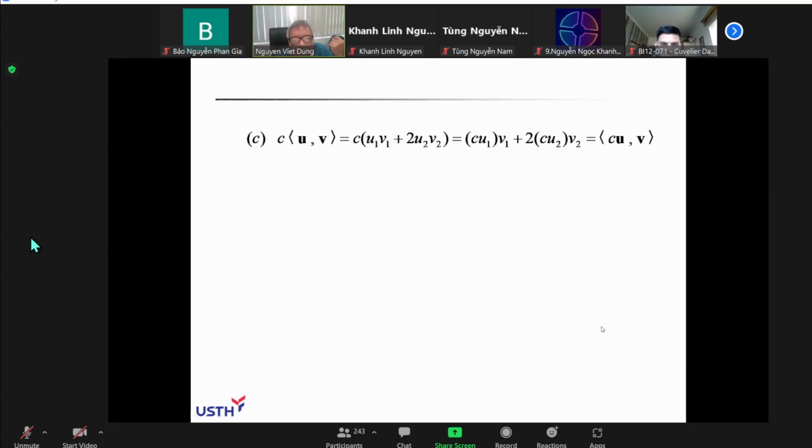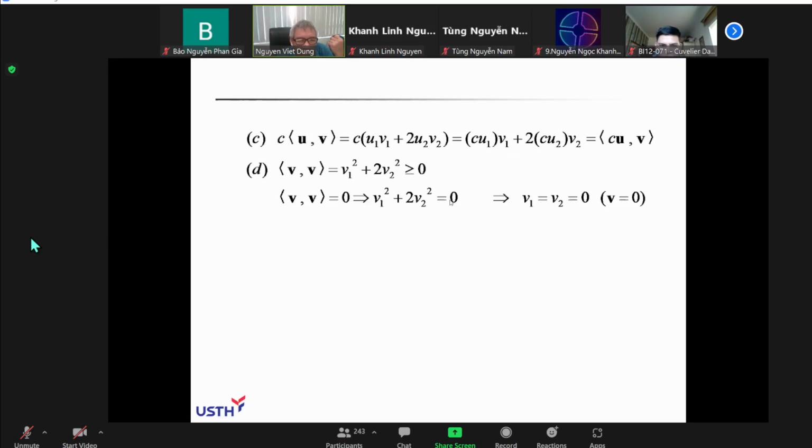The third one is here. Again, you can verify it. And the last one is here. It equals 0 if and only if that is 0. So everything is satisfied. And because of that, the new function we defined like that is an inner product, but that is not the Euclidean dot product.